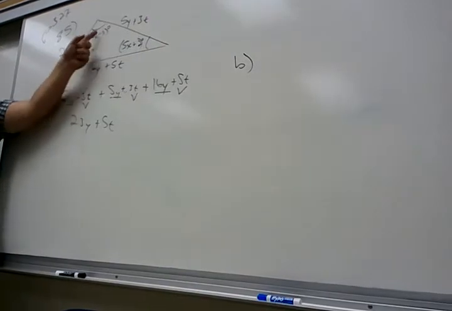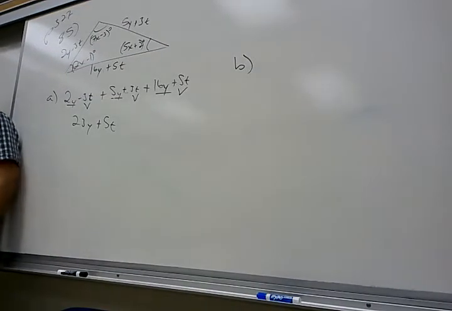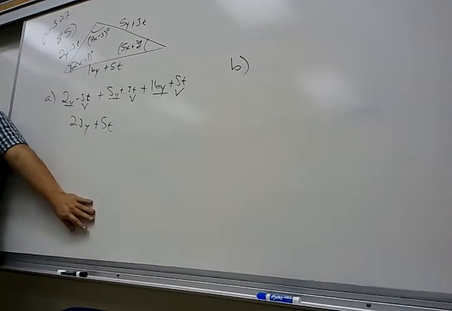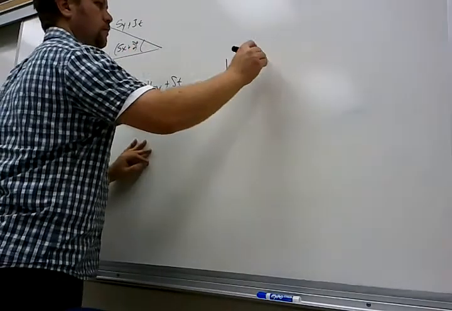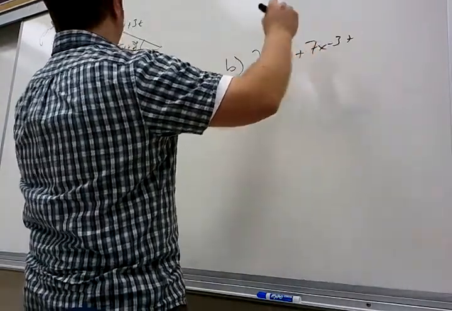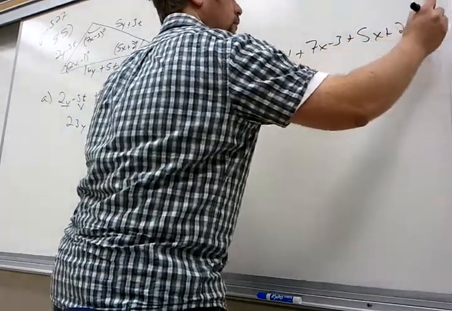So I have the same idea here. What do all the angles in a triangle have to add up to be? 180 also, right? So how would you set up that equation? All right, 2x minus 1 plus 7x minus 3 plus 5x plus 2 has to be 180.